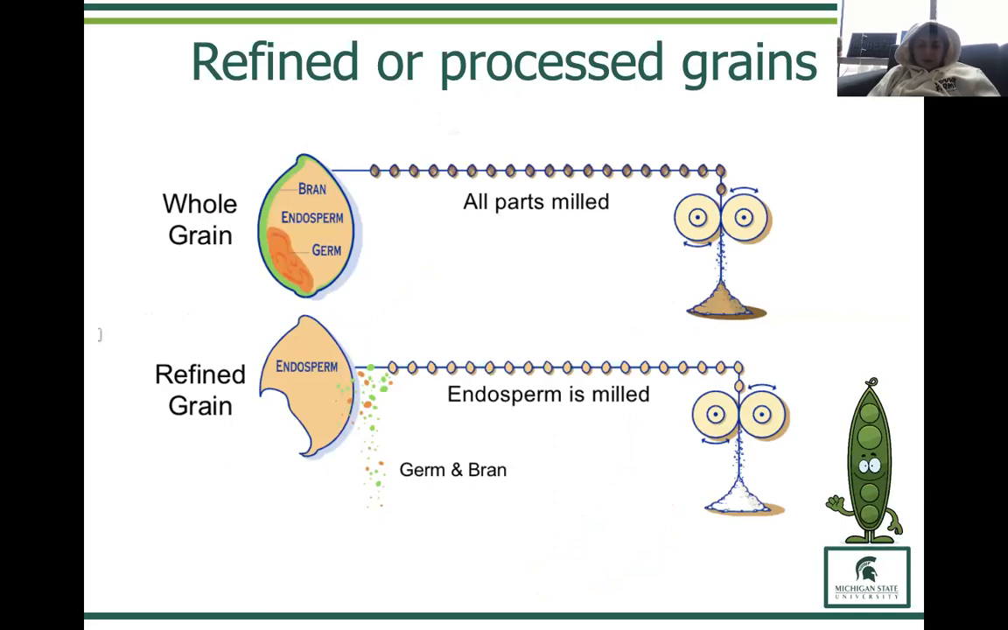When we mill or grind the whole grain, all of these parts are included in the flour. When we refine or process grains, we take away the germ and bran and leave only the white flour endosperm. All the good stuff is left behind.